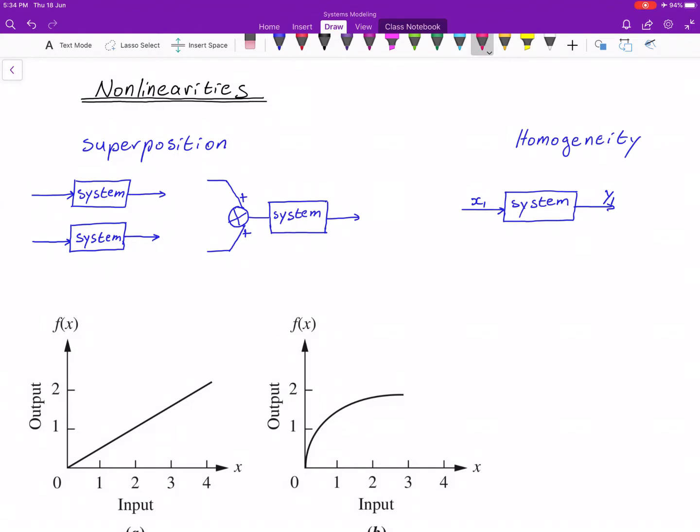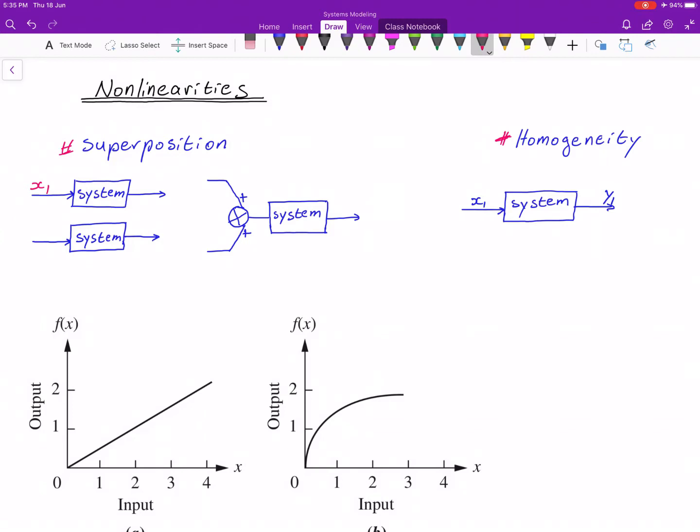By definition, we can say that a linear system is a system that has two fundamental properties: superposition and homogeneity. The property of superposition means that the output response of a system to the sum of the inputs is the sum of the responses to the individual inputs.